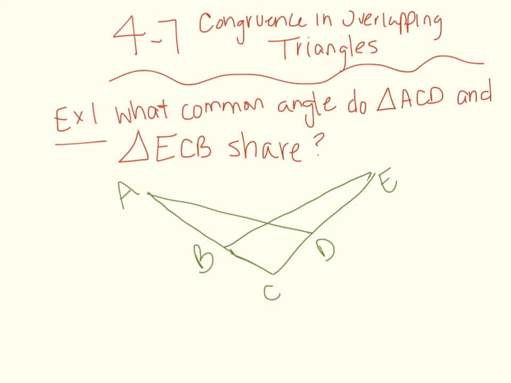So they're not always going to just share a side or create vertical angles. Now they could potentially have a pair of angles that are congruent because they are in common with each other. That's where they're overlapping. So there are no theorems or anything that you need to know for this section.